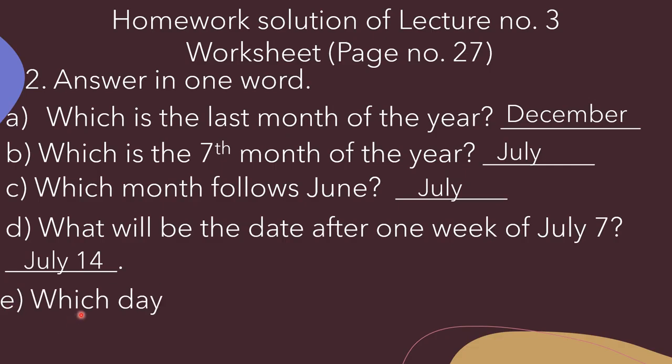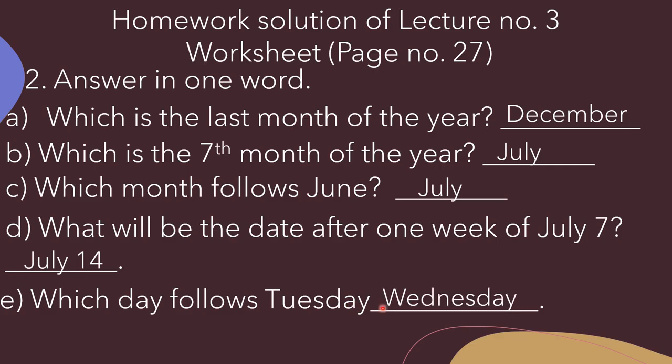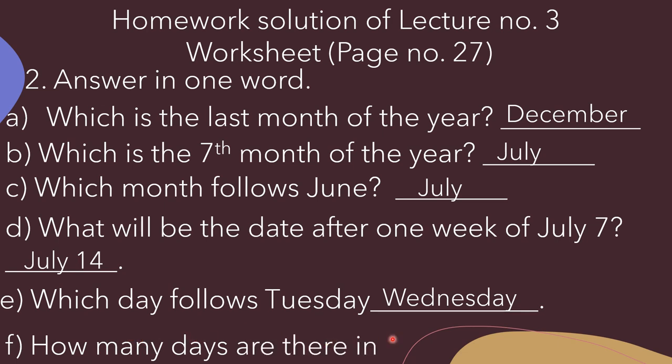Now in E part, which day follows Tuesday? Now here beta we will talk about Tuesday means day. Which day follows Tuesday? Tuesday के बाद कौन सा दिन आता है? That is Wednesday. So here we will write Wednesday. Now in F part, how many days are there in 3 weeks? So beta we know that in 1 week there are 7 days. So to find out the days in 3 weeks, we will multiply 3 by 7. That is equal to 21 days. Okay beta?